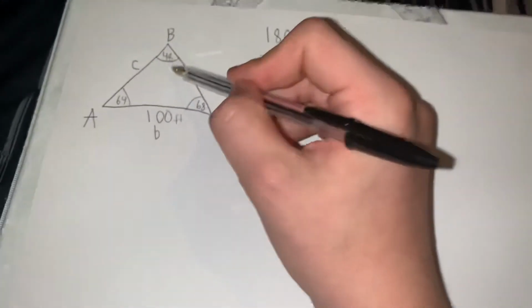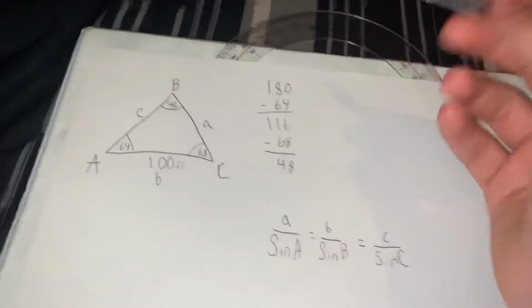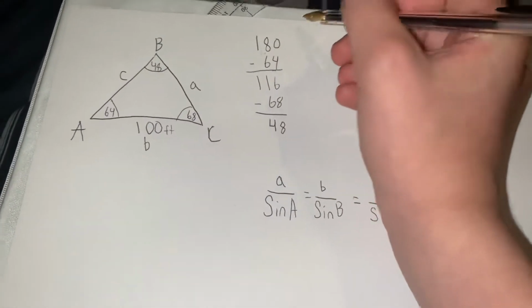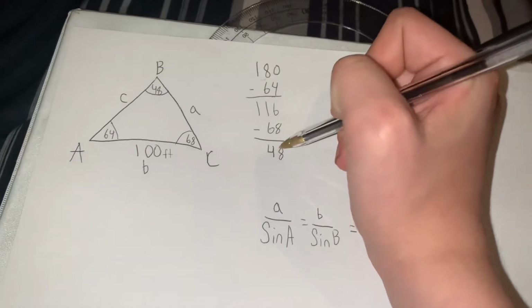Now, we also have the 48 degrees because, fun fact, all angles in a triangle add up to 180, so we whittled it down and got to 48.